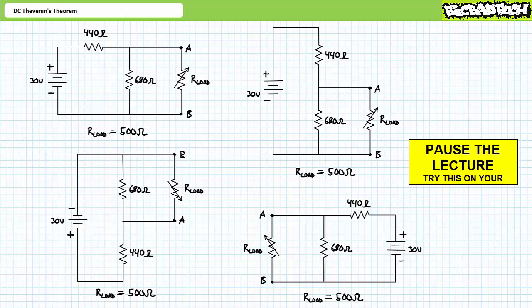Perform a Kirchhoff's current law and a Kirchhoff's voltage law analysis on these 4 circuits, and determine the voltage across, the current through, and the power dissipated by the variable load resistor when R load equals 500 ohms. Yes, these circuits look a little different than the ones I normally give you. Don't panic. Trust the skills you have and put these skills to the test. If you're tracking, you should have obtained the following results.